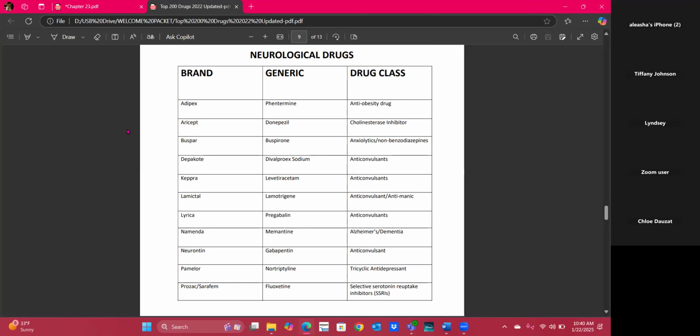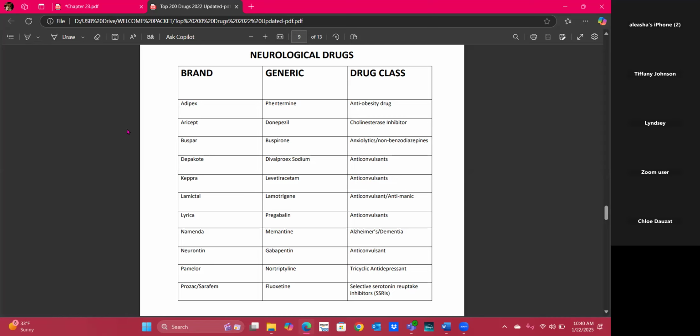Back to the left, our next drug down is Buspar. The generic name is buspirone, and that drug class is anxiolytics, non-benzodiazepines. Next item down, we have Depakote. Generic name is divalproex sodium. That belongs to the anticonvulsants.